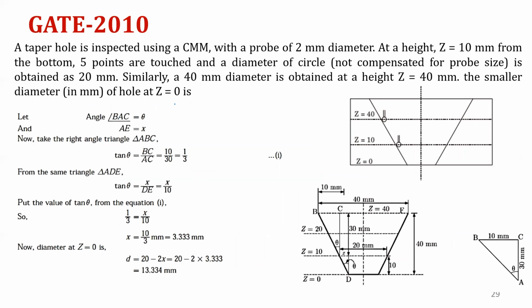A taper hole is inspected using a CMM with a probe of 2 mm diameter at a height Z is equal to 10 mm. The bottom 5 points are touched and a circle of diameter 20 mm is obtained. Similarly, a 40 mm diameter is obtained at Z is equal to 40. We need to find the smaller diameter of the hole at Z is equal to 0. So we need to find out this diameter.